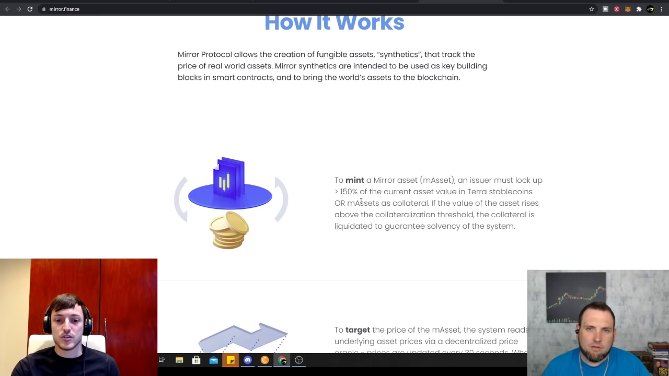So if you want to get exposure, you just simply buy these particular assets. It's actually just minted by anyone. It's permissionless. So anyone could come and make a synthetic asset for any particular market. Of course, you need a lot of capital probably to do that, but that's the idea.